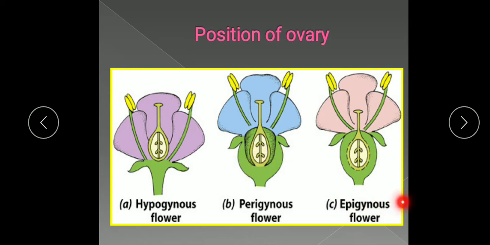Now the epigynous flower. In the epigynous flower, the thalamus completely encloses the ovary. You just see here, this thalamus is covering the ovary completely. So the ovary is now at the lower side. So the ovary is inferior, and this thalamus completely encloses the ovary and fuses with the ovary wall and the sepals. So sepals, petals, and stamens seem to arise above the ovary.